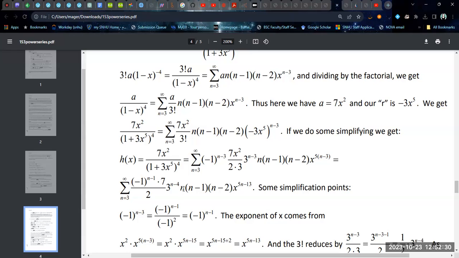This n would become n plus 3. This n minus 1 would become n plus 2. This n minus 2 would become n plus 1. And then this one, I would replace n with n plus 3, and then I should get n plus 2, that would make sense. If I had done this shift earlier, I would have ended up here with 5n plus 2.